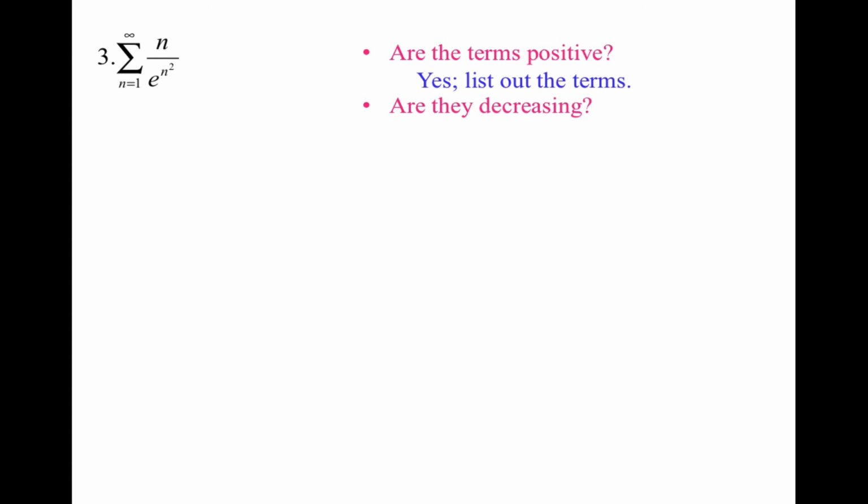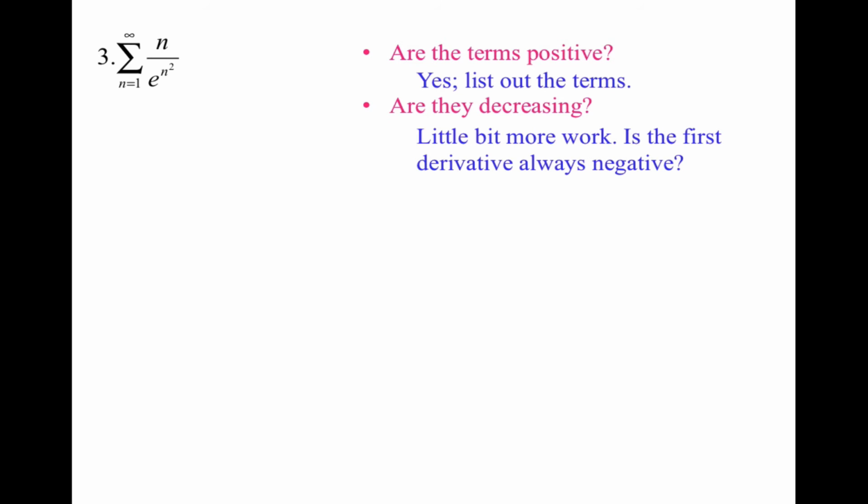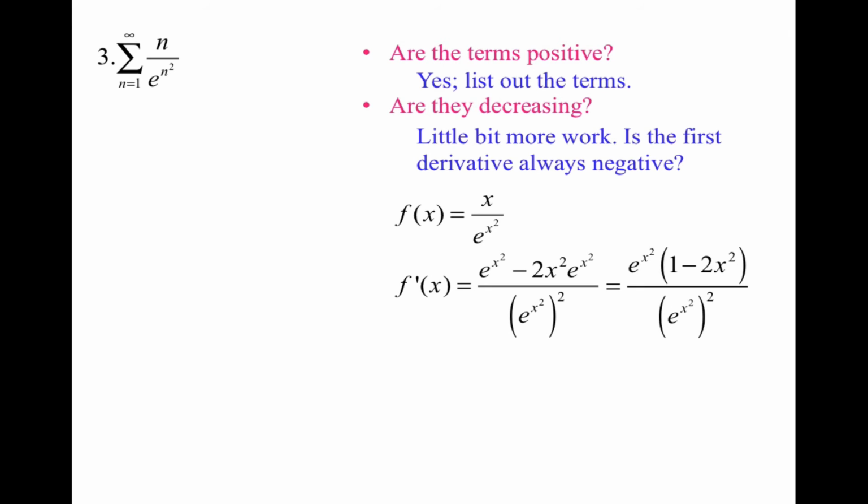And then I need to check to make sure that each term is decreasing. Now for this sequence, it's a little bit more work. So if it's not very noticeable that the sequence has decreasing terms, then you can always check to see if the first derivative is negative. Because we know that whenever the first derivative is negative, you have a function that's decreasing. So to double check, I'm going to take the first derivative of x over e to the x squared. And after using the quotient rule, I get e to the x squared minus 2x squared times e to the x squared, all over e to the x squared, squared.